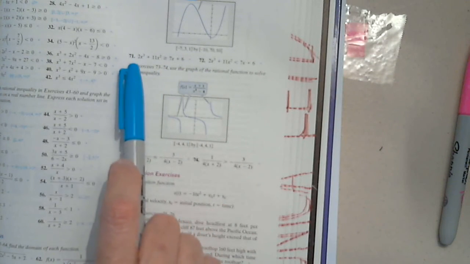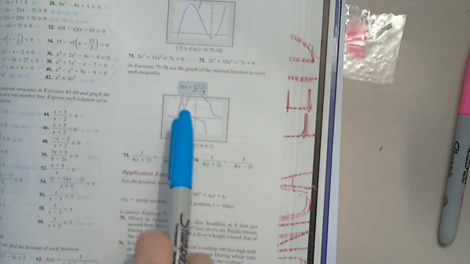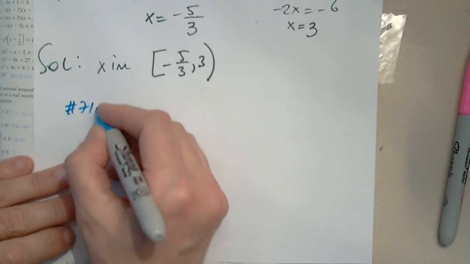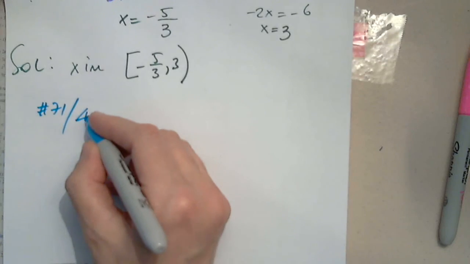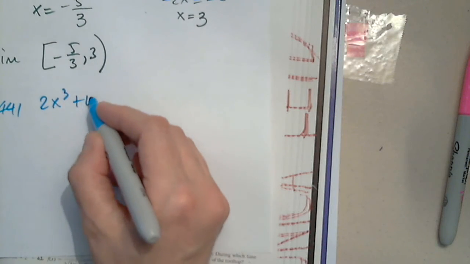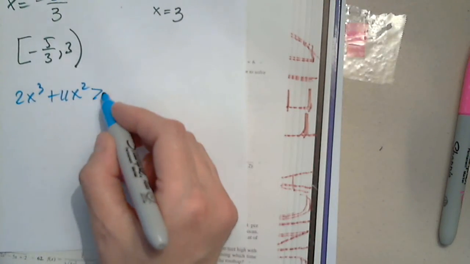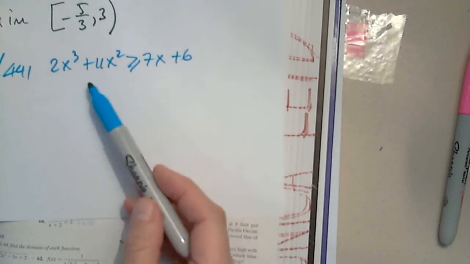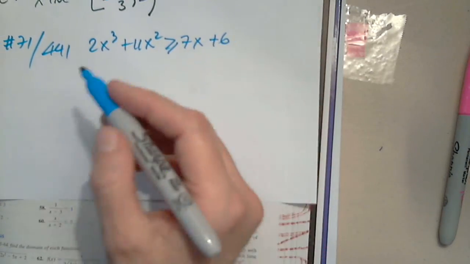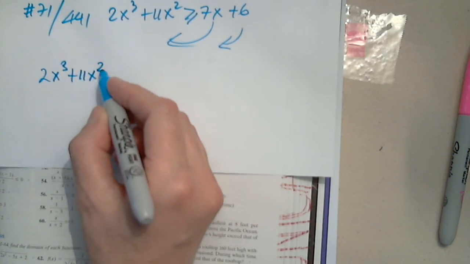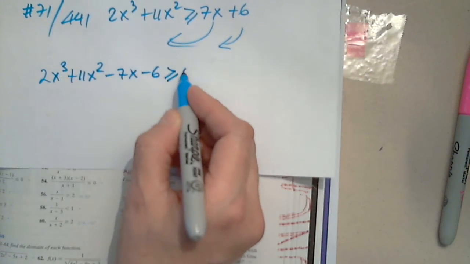So let's look at 71 or 72. Same thing, just one is greater than or equal to and the other one is less than. So 71 on page 441. We're asked to solve the inequality 2x cubed plus 11x squared greater than or equal to 7x plus 6. I have to have 0 on one side, so I move these terms over: 2x cubed plus 11x squared minus 7x minus 6 greater than or equal to 0.